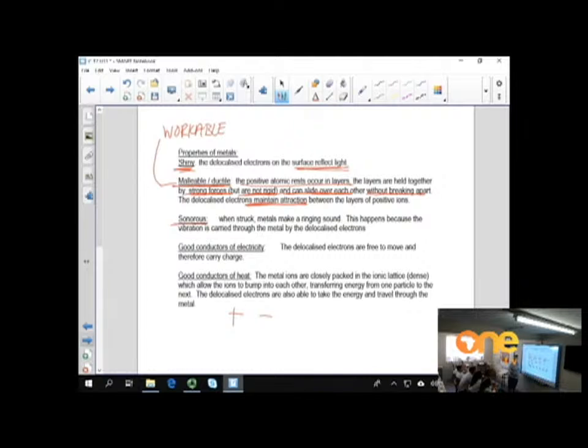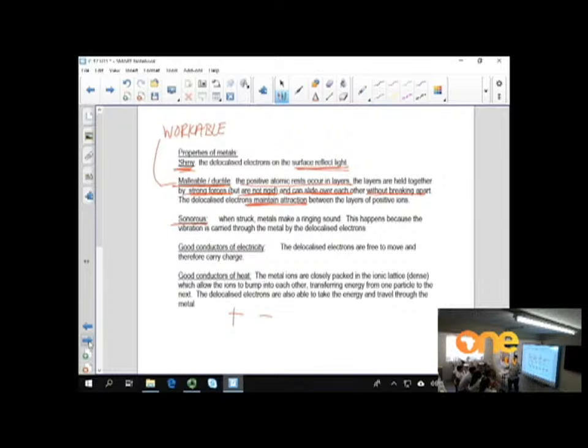Sonorous. Normal words, makes a ringing sound when it's struck. Why does this ringing sound, ping, travel through the metal? Well, very simply, it's a vibration, it's energy, and it is because the electrons can travel through the metal. They take the energy with them. And that is why we get that ringing sound that is very characteristic of metals.